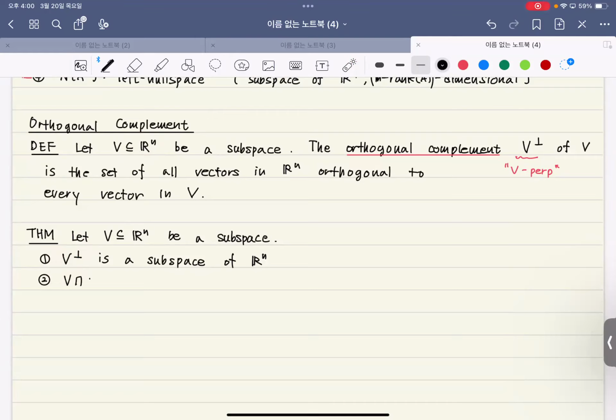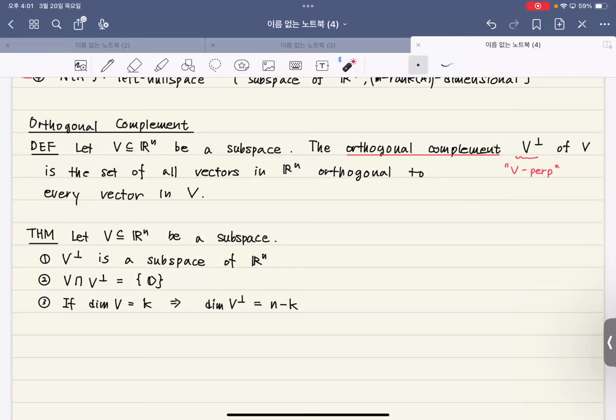And if you take the intersection of V and its orthogonal complement, then it has only one element, the zero vector. And if the vector space V is a k-dimensional subspace, then its orthogonal complement has dimension n minus k. Clearly, this n means the dimension of the ambient vector space. So that means V and V perp are complementary dimensional subspaces contained in Rn, right?